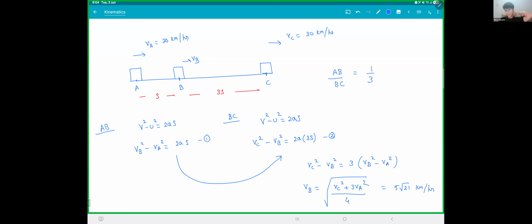So we can solve this using ratios also, right? We'll take the ratio of the two equations. Same thing as substitution ratio, we're just using a different approach. How do you find time? We'll use V is equal to U plus AT. So VB minus VA will give you acceleration times the time from A to B, and VC minus VB will give you acceleration times the time from B to C.